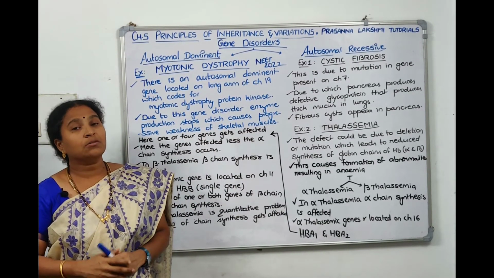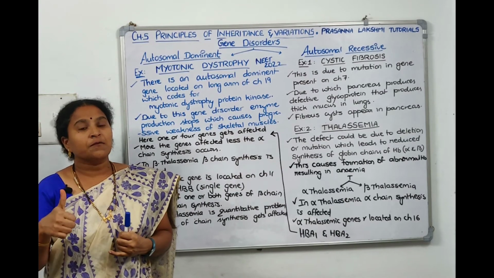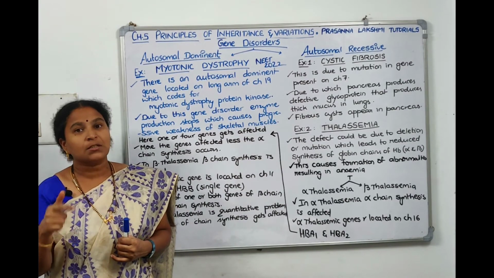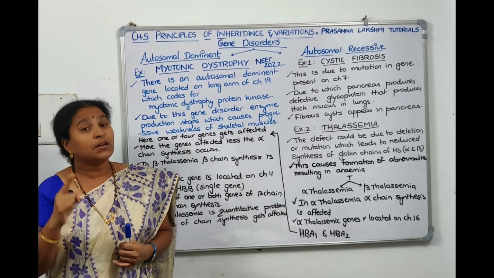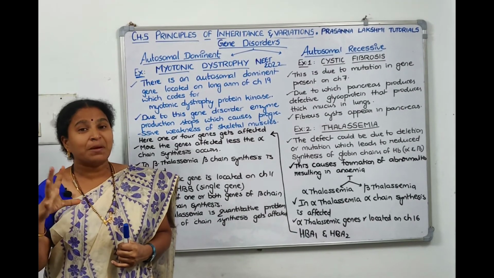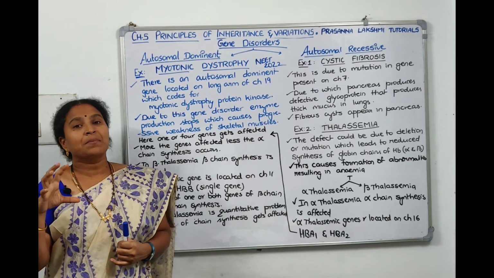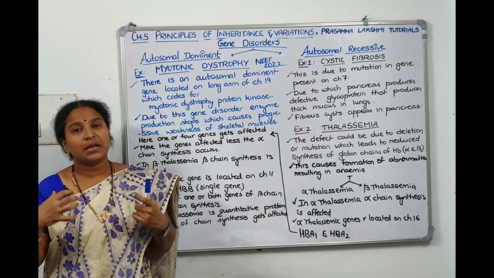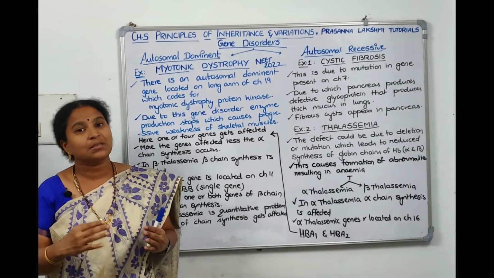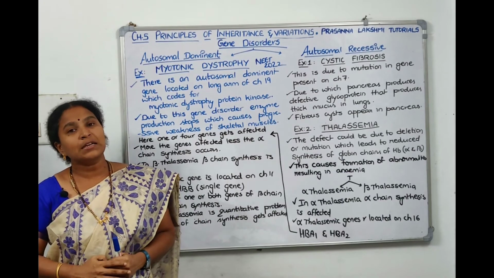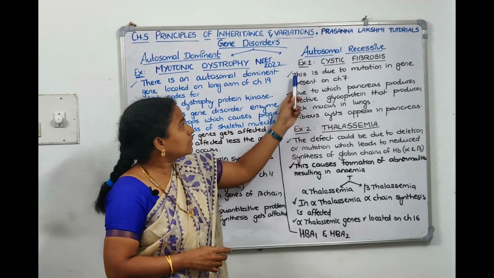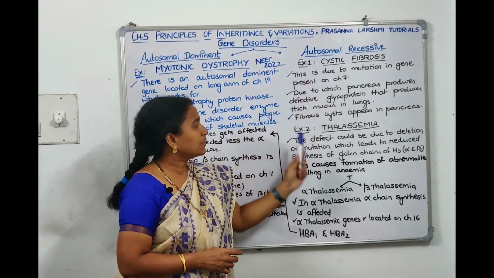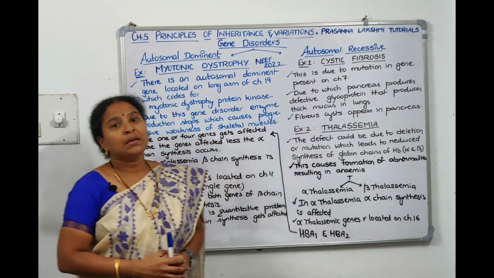So we are talking about autosomal recessive disorders. The first example is cystic fibrosis. The defective gene is located on chromosome number 7. It codes for a defective glycoprotein which makes the mucus thicker. When it becomes thicker, that mucus deposits in the lungs and it forms fibrous cysts in the pancreas. It interferes with the mineral transport. That's it. Let's come to the second disorder under autosomal recessive, that is thalassemia.